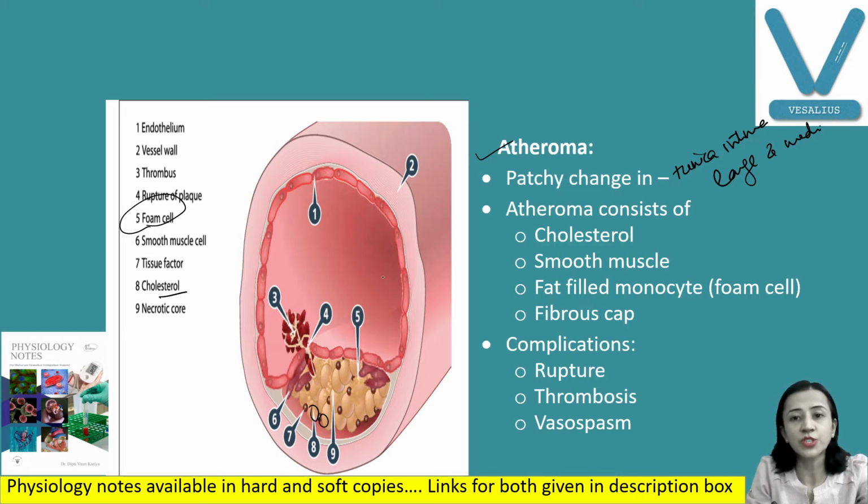And what are the complications of atheroma? This atheroma may rupture, and it may form an intravascular clot, that is thrombus formation, and it may produce vasospasm too.